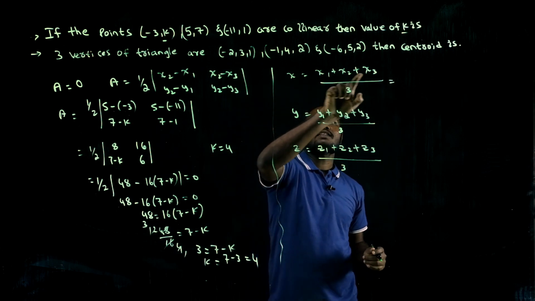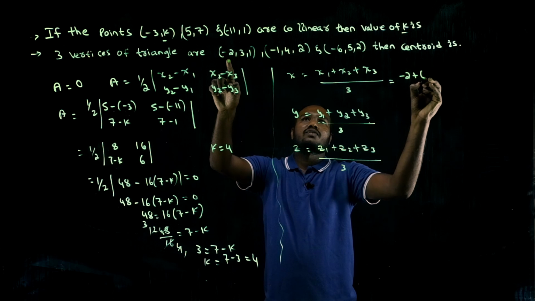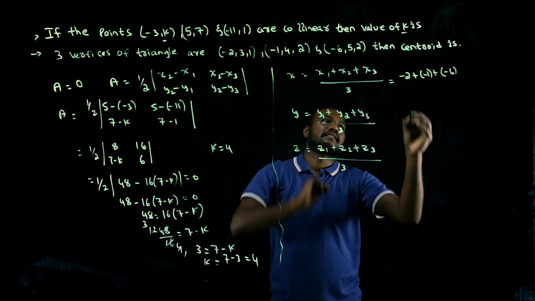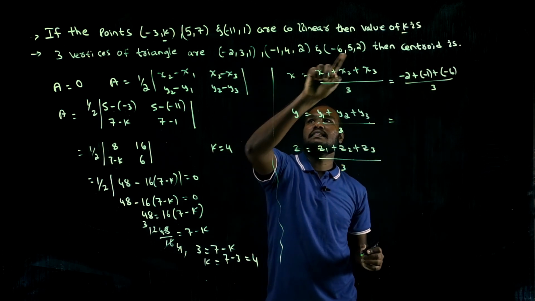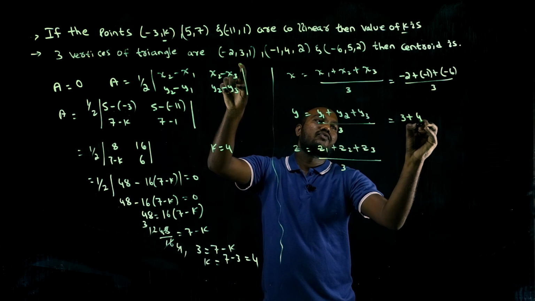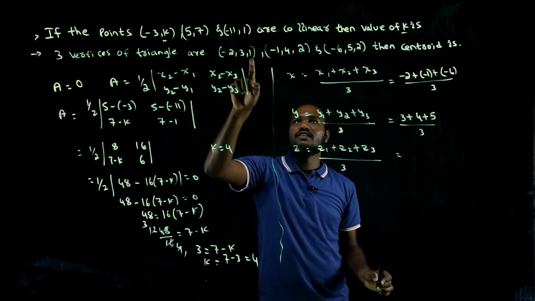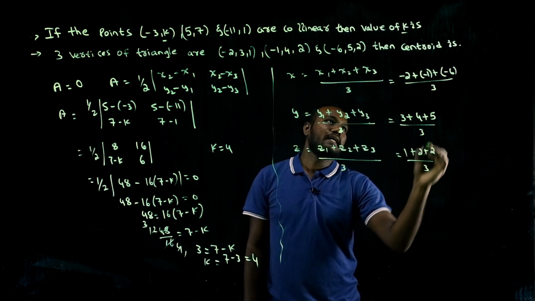Okay. So x1 plus x2 plus x3: minus 2 plus of minus 1 plus of minus 6, divided by 3. And to find the y value, this plus this plus this, that is 3 plus 4 plus 5 divided by 3. And also z values, this plus this plus this, that is 1 plus 2 plus 2 divided by 3.